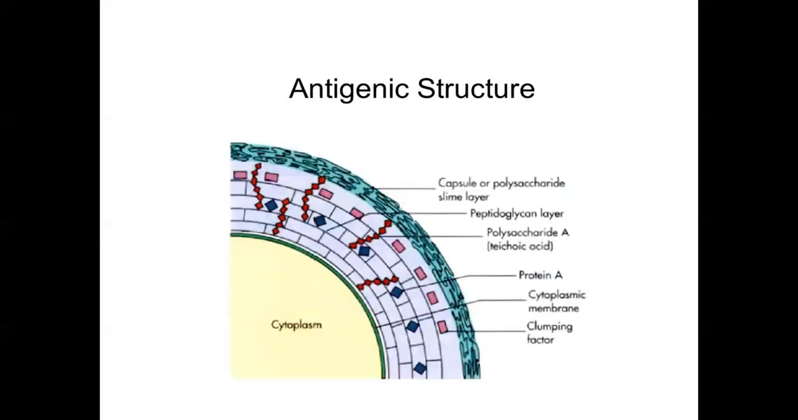Antigenic structure mainly helps to identify whether the capsule is present or not, and whether the peptidoglycan is thicker or thinner. It can identify the polysaccharide chain which unites the cell wall, then proteins, the cytoplasmic membrane, any clumping factors, the cytoplasm, and the complete structure of the microorganism. With that, we can decide what type of antibiotics can be given.